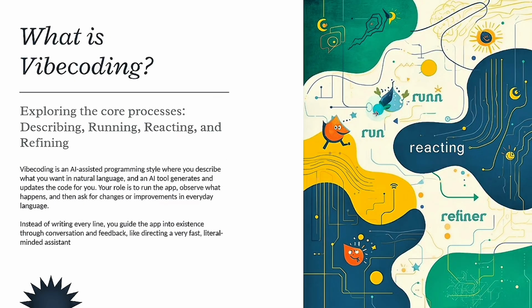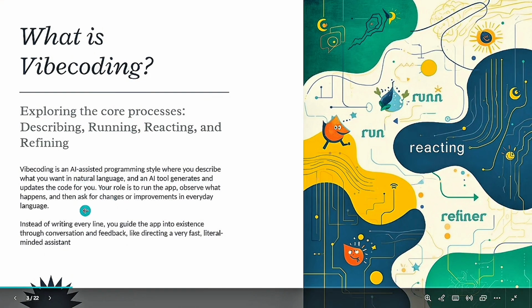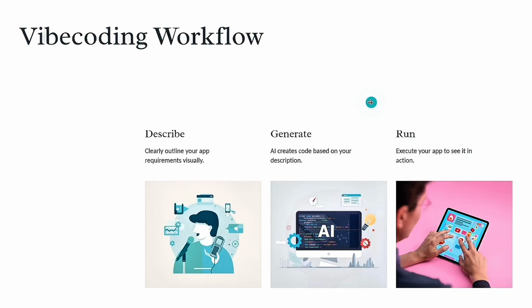So what is vibe coding? Vibe coding is an AI-assisted programming approach where you describe what you want in natural language and an AI generates the code for you. This means you just need to describe what you want to the LLM, that's AI, and you get your code. Your role is to run the app, observe what happens, and ask for changes. So instead of writing every line, you just guide the app into whatever you want to make. That's just it about vibe coding.